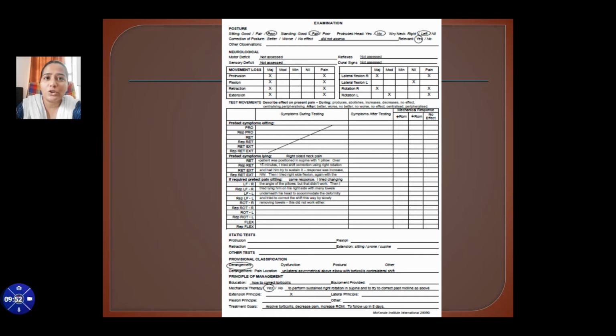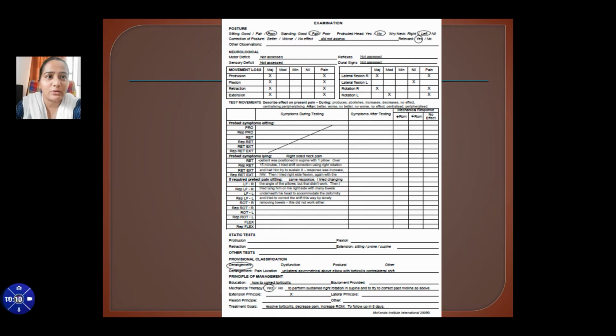Next is the neurological deficit. So in neurological deficit, we have to see about the motor and sensory deficit, the reflexes and the dural sign. So if the patient is having nerve compression, he is having motor deficit and sensory deficit, then that can be marked over here. Then movement loss is there, then we can mark it.